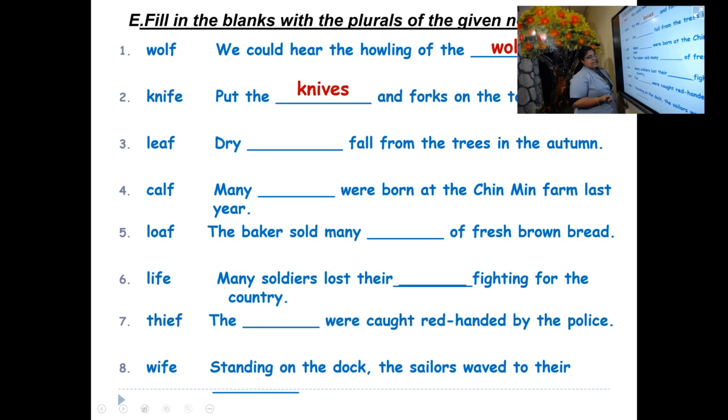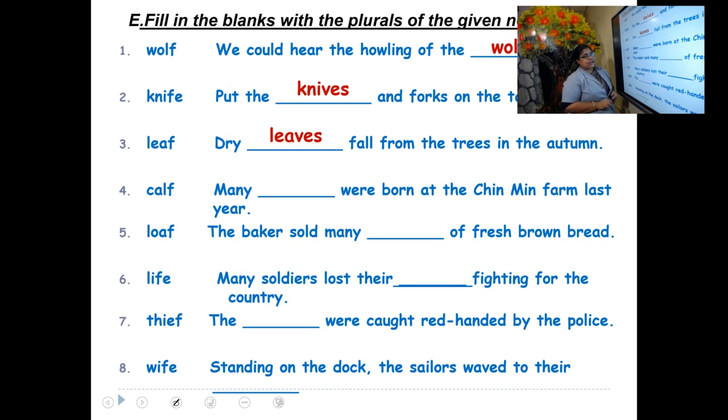So what's the spelling? Yes, L-E-A-V-E-S, right? Now the answer is: dry leaves fall from the tree in the autumn. So can we move to the fourth one? Yes, calf. That is written there. Many dash were born at the Chinmain farm last year.